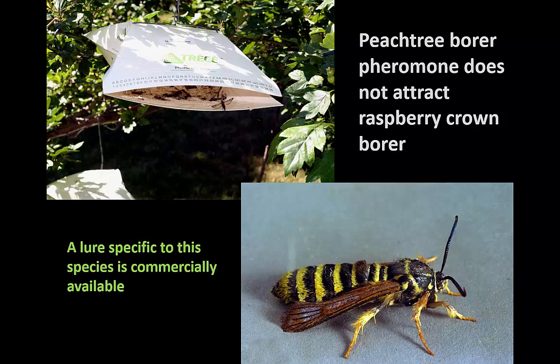Peach tree borer pheromone does not attract raspberry crown borer. There is a lure specific to the species. It's commercially available. It's a little harder to find, but it is out there.